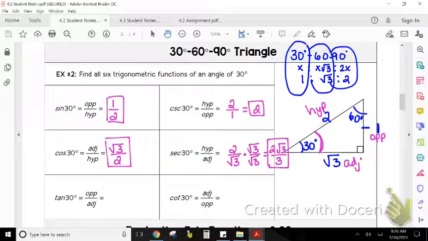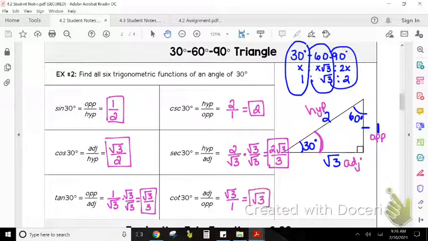Tangent of 30 degrees, tangent is opposite over adjacent. So again, we're going to have to get rid of that radical. And so we have the square root of 3 over 3. And then cotangent of 30 degrees, cotangent is adjacent over the opposite. And so reduce your fraction. And so cotangent of 30 degrees is equal to the square root of 3.